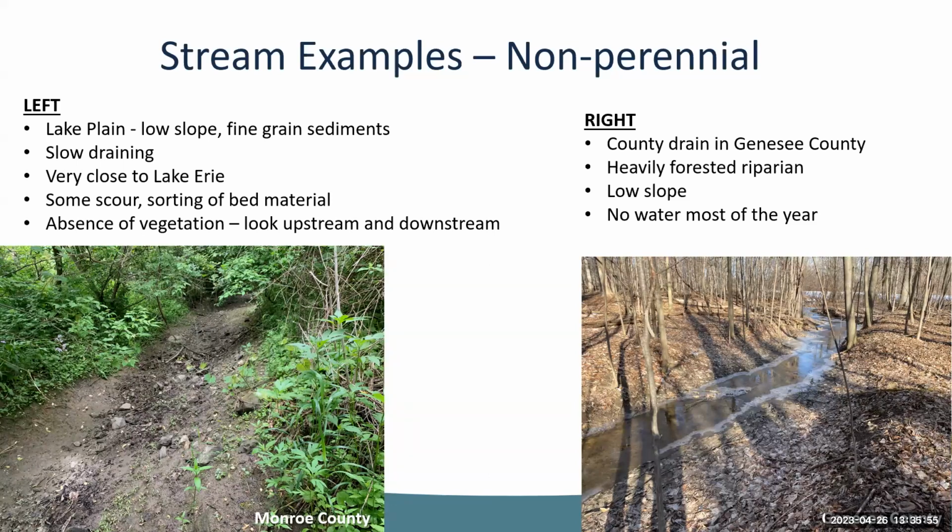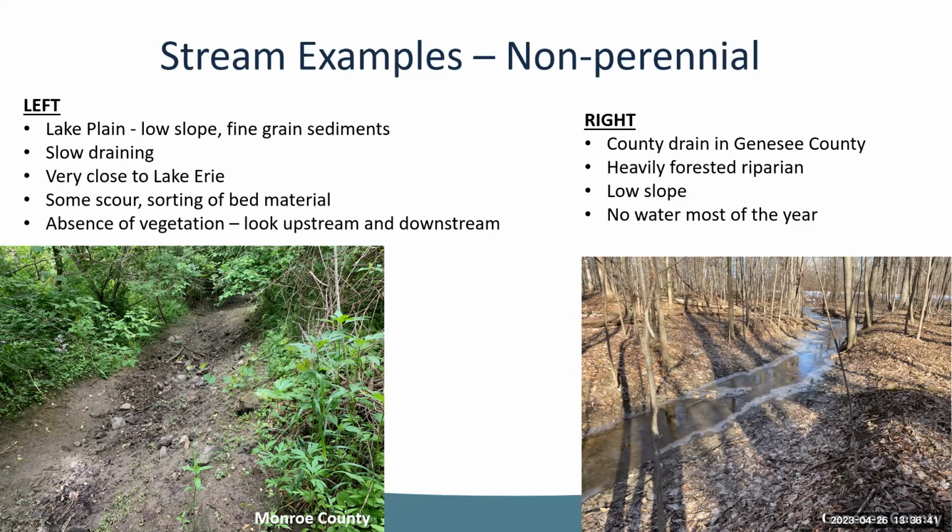So on the left here, you have a stream that's in Monroe County. It's in the Lake Plain area of Michigan. It's got a very, very low slope and very fine grained sediments. This is a slow draining stream channel. It's very close to Lake Erie, but you can still see some scour and some sorting of bed materials. You can see an absence of vegetation. And sometimes that absence of vegetation could be caused by standing water. So this also demonstrates the need to make sure that you're going upstream and downstream and looking for these characteristics over a distance of stream channel.